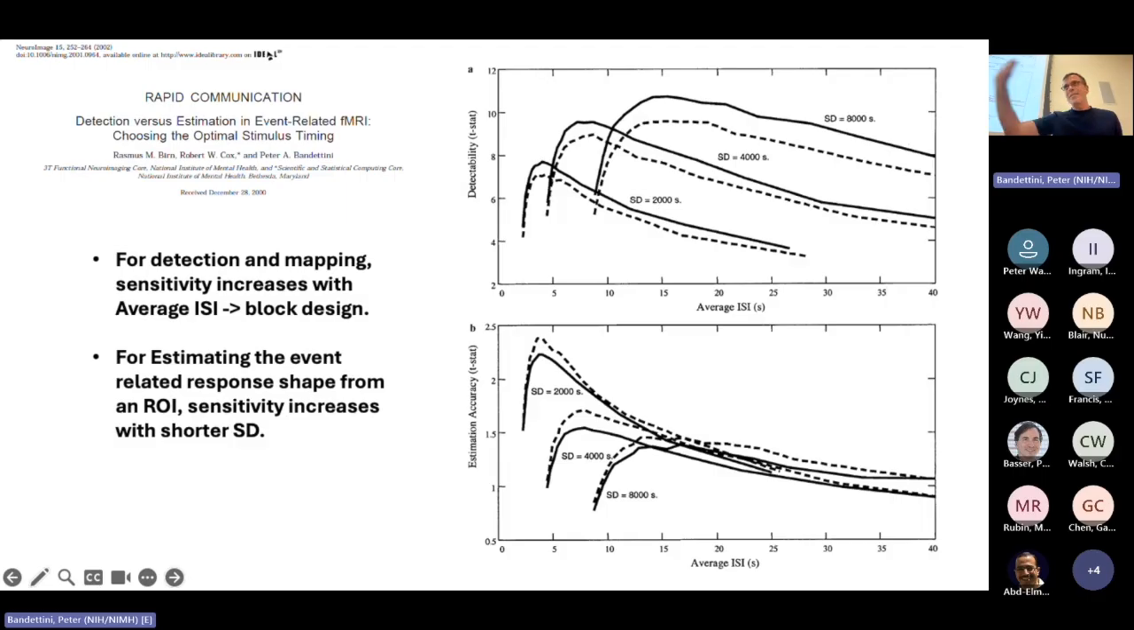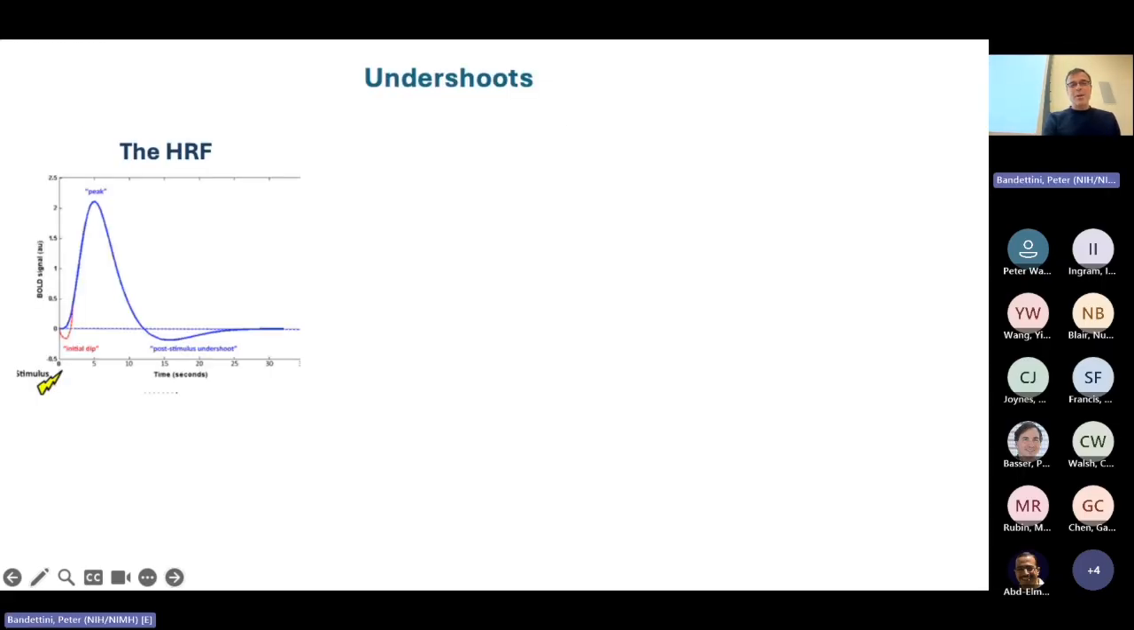But if you just want to detect, if you just want to make a nice map, then it's better to go slower. But if you need to go fast, this is the relationship. So that's pretty much all I wanted to say about that.